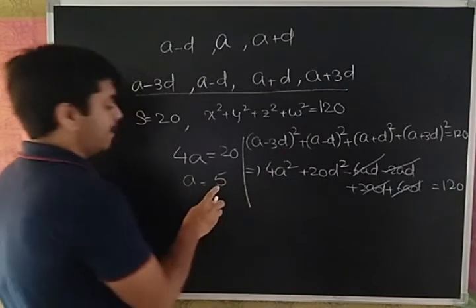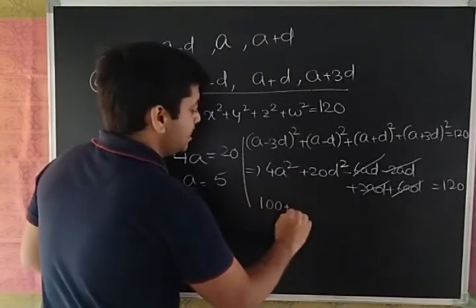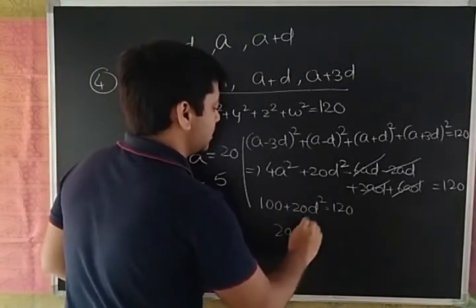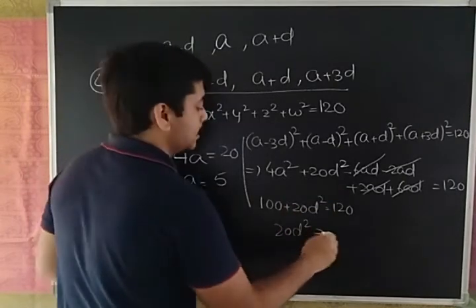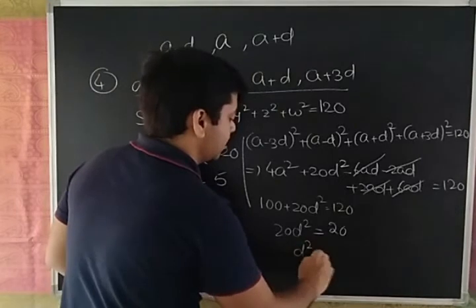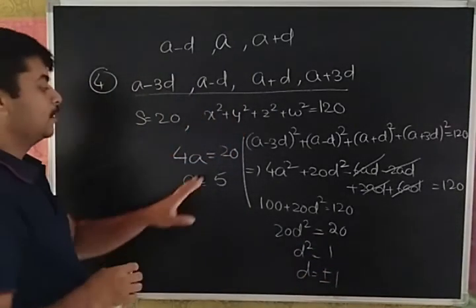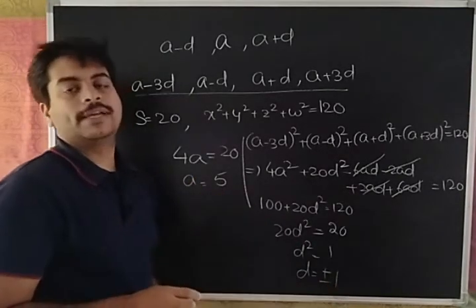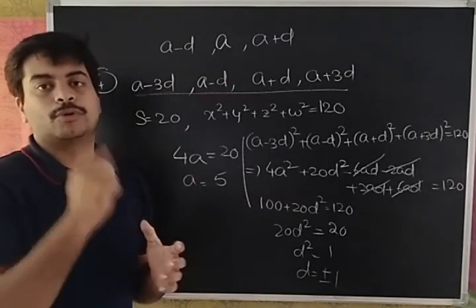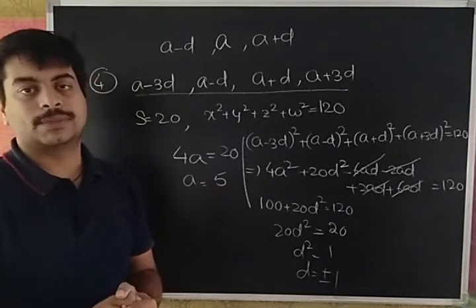So 4A square you have, A is 5, 5 square is 25, 25 into 4 is 100. 100 plus 20D square is equal to 120. 20D square is equal to 120 minus 100, which is 20. So D square is equal to 1, so you will get D is equal to plus or minus 1. Again the same thing, you have A equal to 5 and you have the common difference. Substitute back here, you will get the terms. You will again have two progressions, one with common difference 1, one with common difference minus 1.